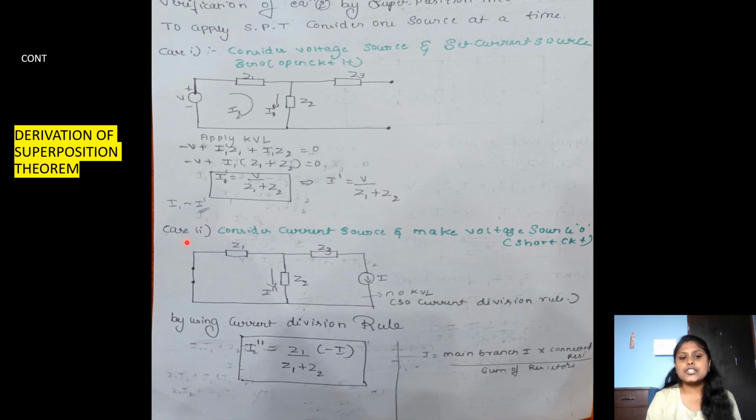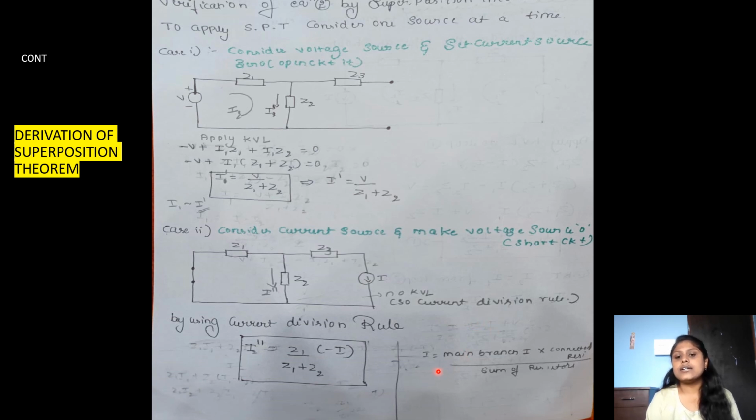Then case 2: consider the current source and make the voltage source short circuit. So we have to short circuit the voltage source, and the current source is as it is here. As you can observe, for the overall network only one source is given here, so for that we cannot apply KVL. We can apply the current division rule.